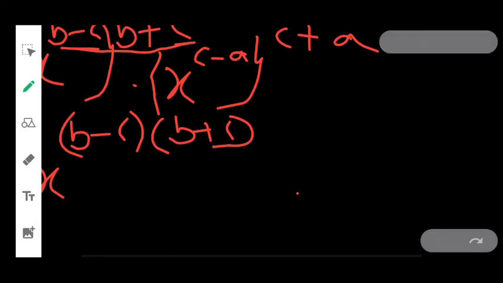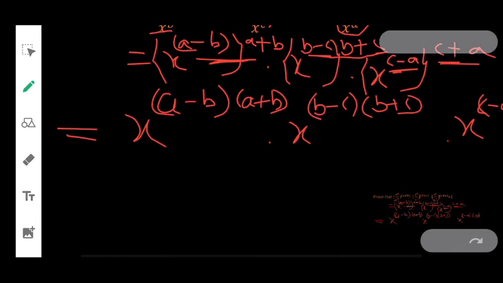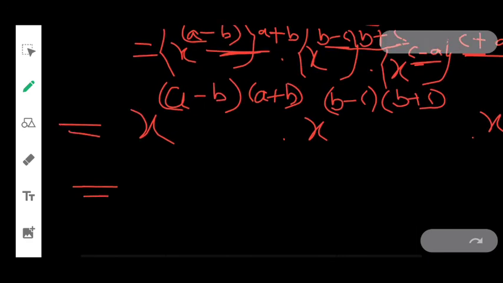Okay, next, x to the power (c plus a) and (c minus a): when these get multiplied, we get x to the power (c minus a) into (c plus a). Now x to the power (a plus b) into (a minus b) will be x to the power a square minus b square. Up to this, clear? We all know that (a plus b) into (a minus b) equals a square minus b square.